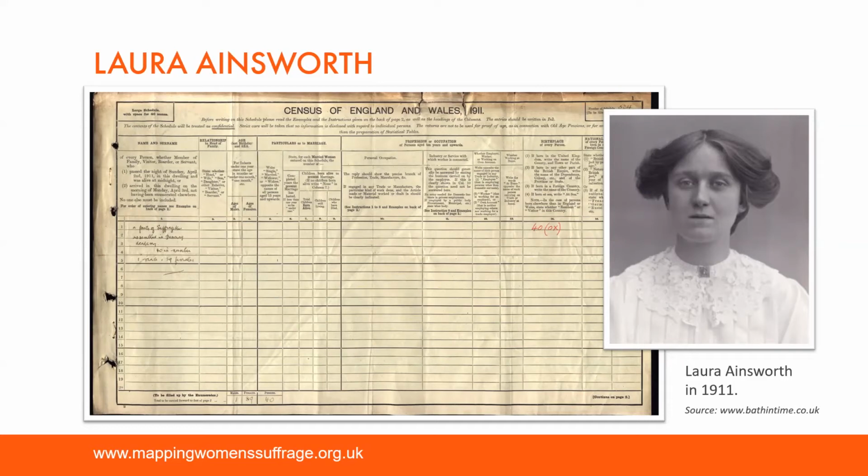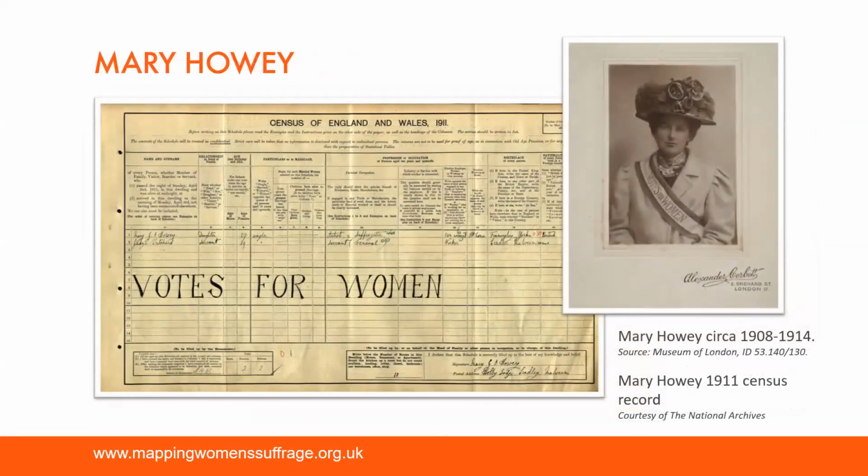Now, on the other hand, women who chose to resist rather than evade the census tended to stay at their homes or regular lodgings on census night, but stalwartly refused to give the required details. And some, of course, even graffitied defiant votes for women slogans across their census forms. And a great example of this is Mary Howie, a WSPU member living at Holly Lodge in Cradley in northern Worcestershire in 1911, who made, as you can see, her protest quite clear for all to see on her census form.